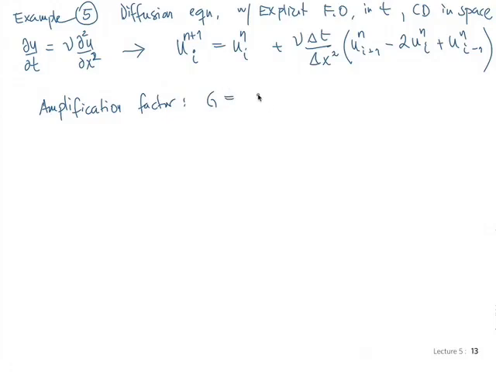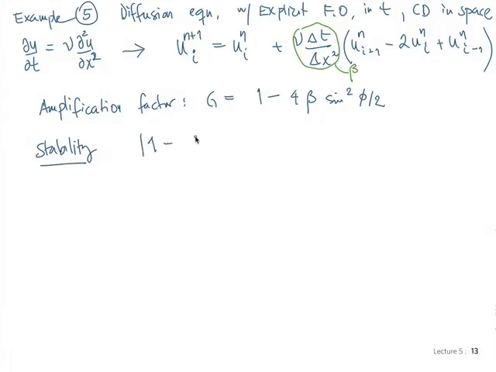and it's going to be equal to 1 minus beta. Let's call all this, we call this beta. It's our only parameter. And you have to just do a little bit of algebra to obtain this sine squared of the half angle. Stability requires that this be less than 1.